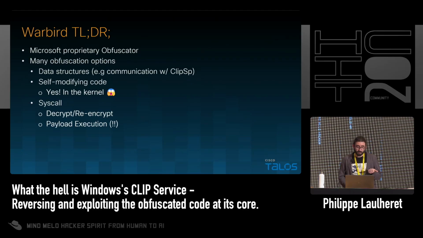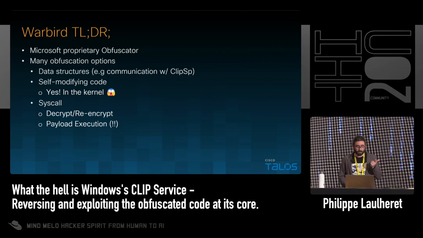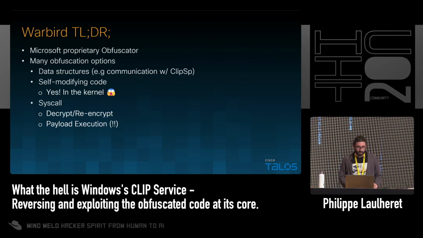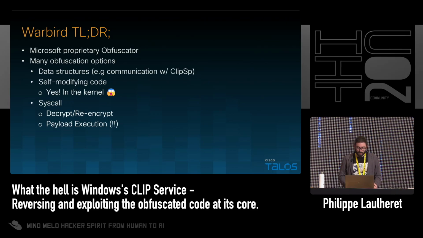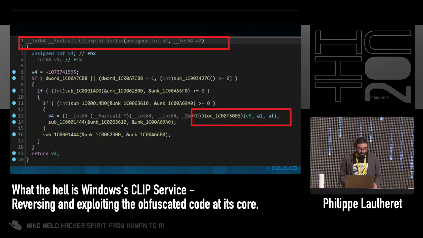Notably data structures, self-modifying code in the kernel. So that's pretty shady, and that's kind of why I found clip-sp in the first place. Self-modifying code in the kernel is no bueno. And you can also do syscalls to decrypt and re-encrypt a section or execute a payload. I won't be talking about that one today, but still pretty cool.